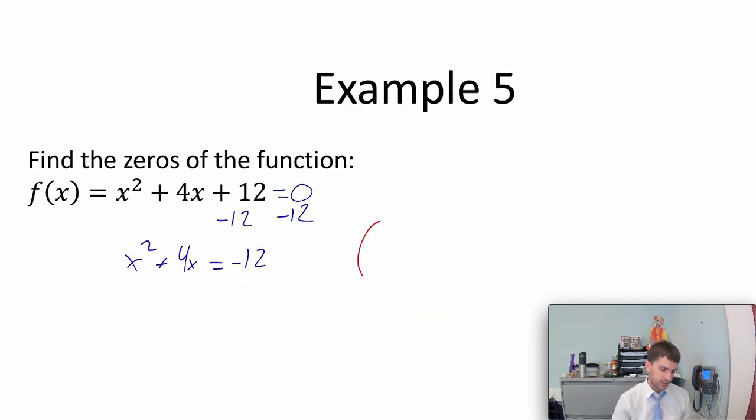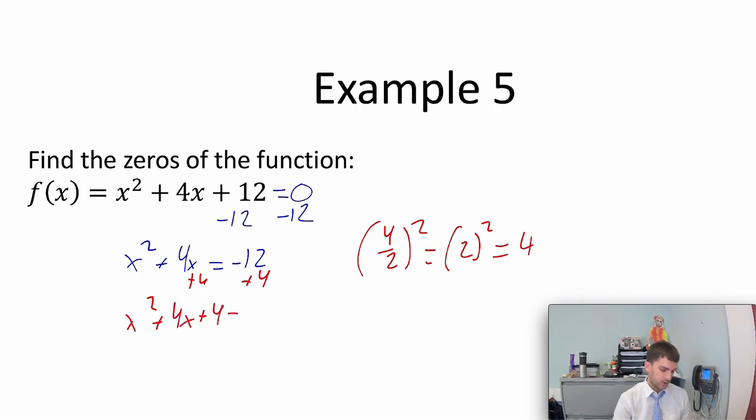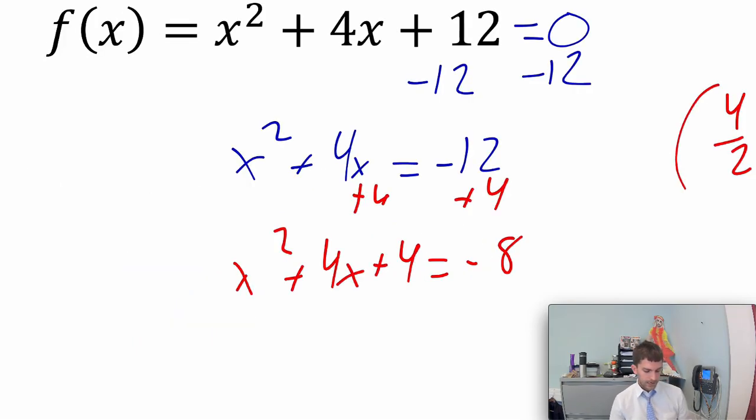So our b value is 4, divided by 2. 4 divided by 2 is 2. We're going to square that, giving us 4. So we're going to add 4 to both sides. We have x squared plus 4x plus 4 equals negative 12 plus 4, which is negative 8. Now, to continue this process, we're going to factor the left side, which gives us (x plus 2) squared.